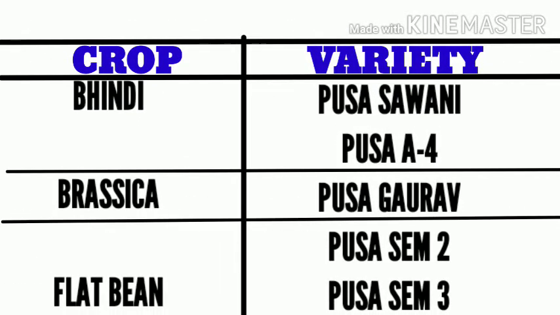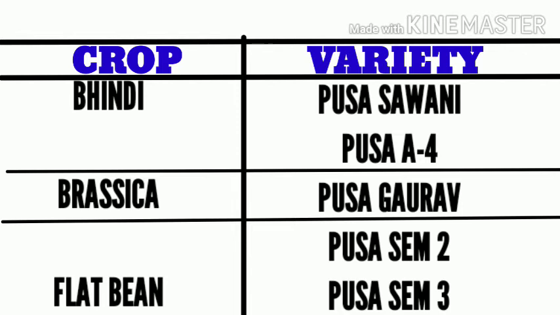Here I have tabulated the varieties of the crops. Here again you will notice that I have tabulated the crops in alphabetical order. So first comes bhindi, then brassica, then flat bean. You might get confused whether to take the word okra or bhindi, but I think bhindi is a more common term used here in India, so I have taken the word bhindi for the sake of this trick.